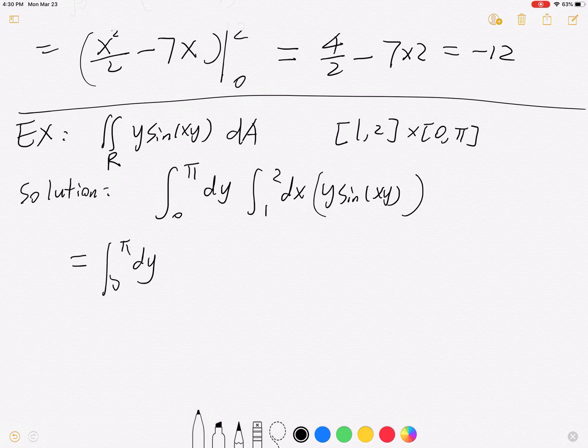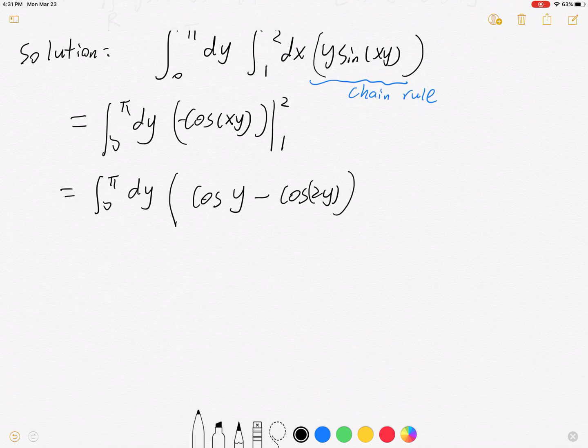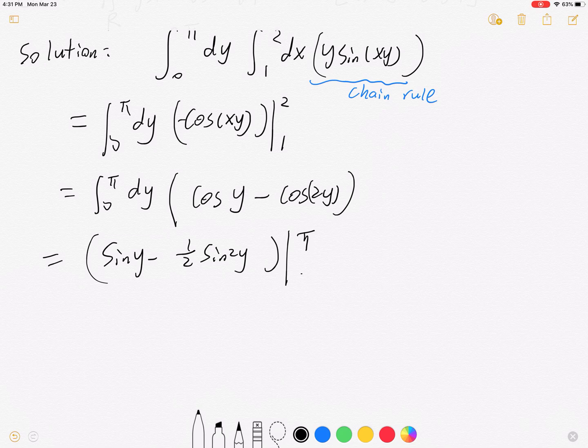Then inside, notice that this is a chain rule. So the antiderivative for this is negative cosine xy, and then you evaluate at 2 and 1. So in dy, you have cosine y minus cosine 2y, and then you have sine y minus 1/2 sine 2y. Evaluate at pi and 0, which is 0.